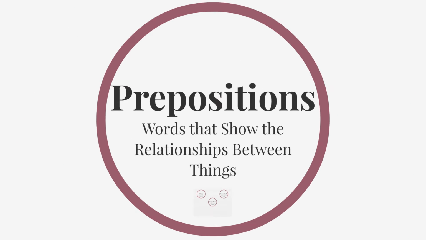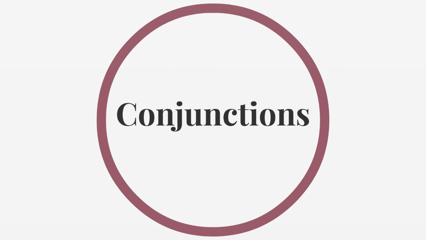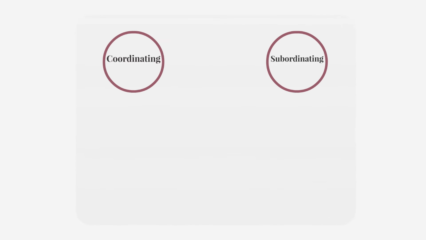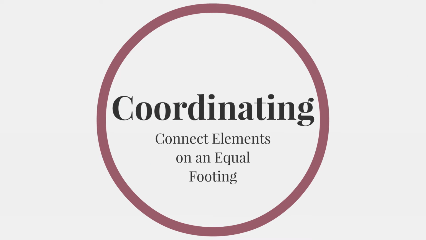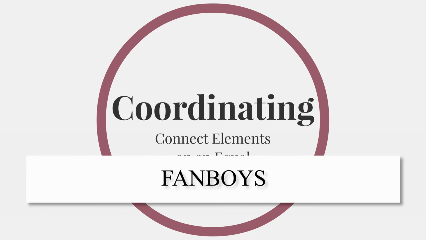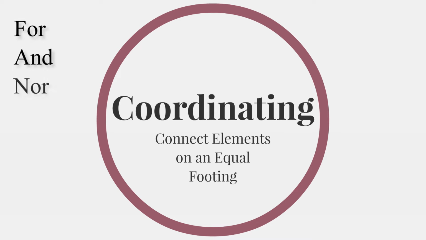After prepositions, we need to consider conjunctions, words that connect different elements. There are two main types of conjunctions: coordinating and subordinating. Coordinating conjunctions are used to connect elements on an equal footing, often two independent clauses. In English, the coordinating conjunctions are remembered by the acronym FANBOYS: for, and, nor, but, or, yet, and so. Coordinating conjunctions can combine things positively, like and, or in a contrasting manner, like but.